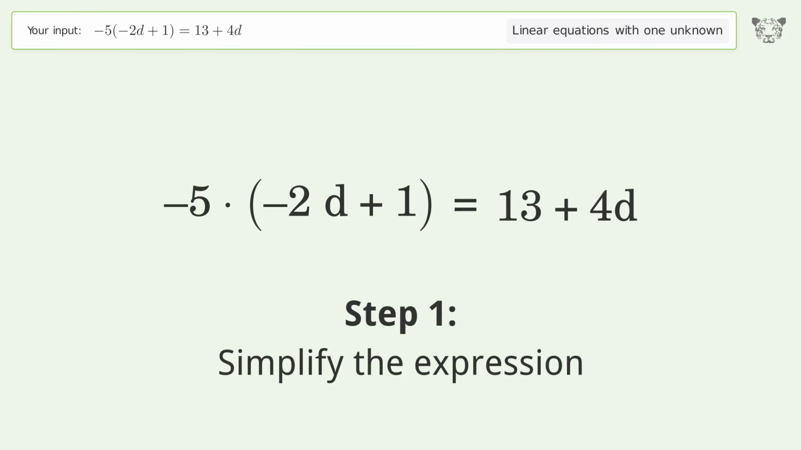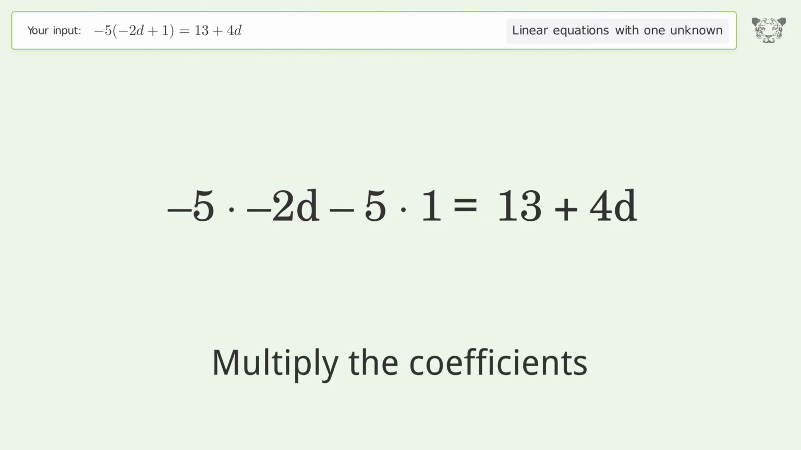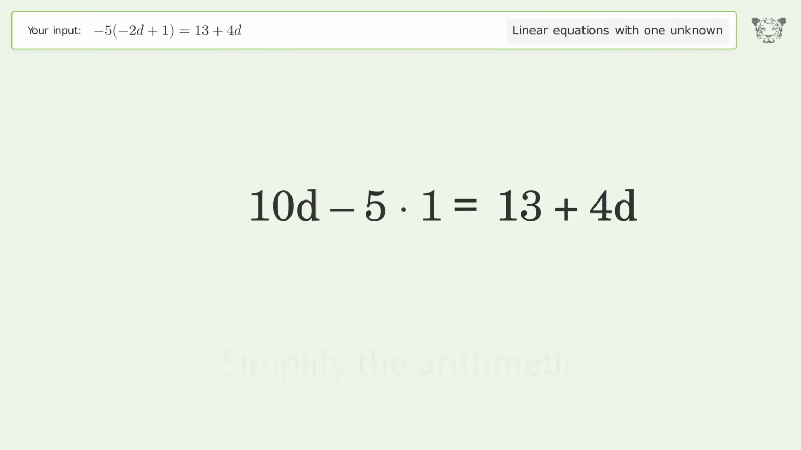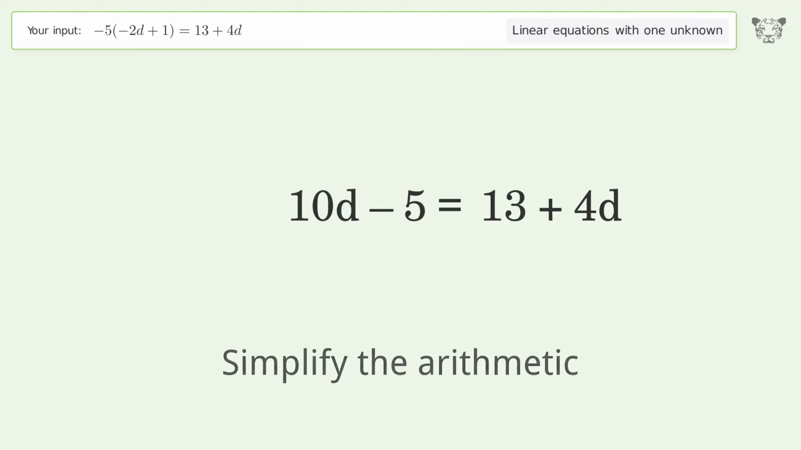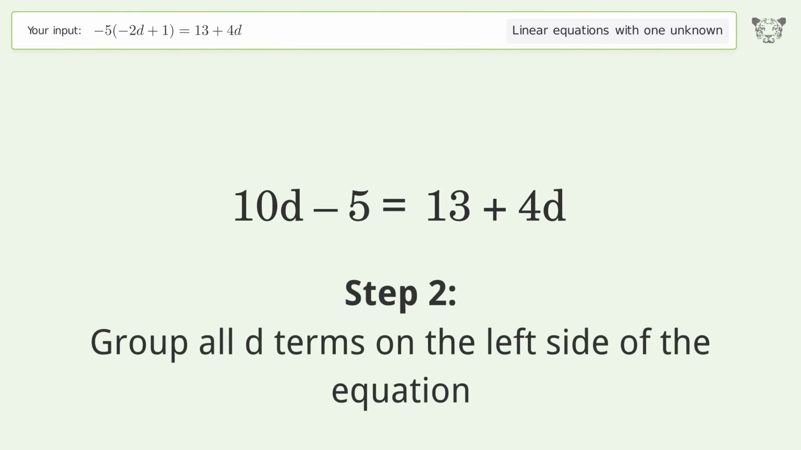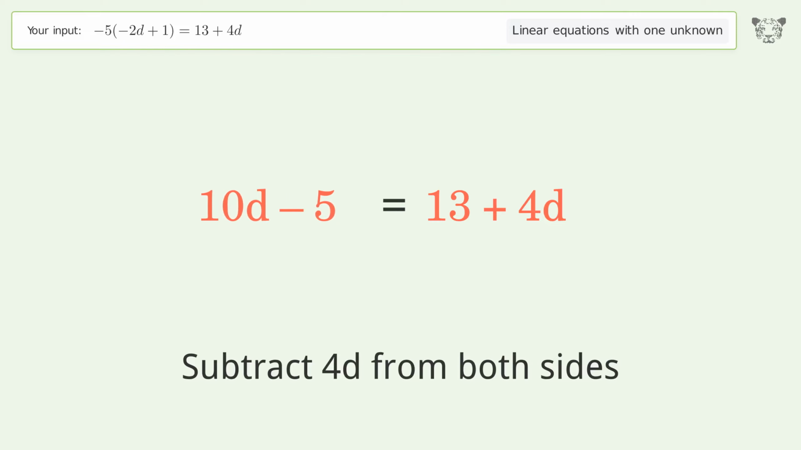Simplify the expression. Expand the parentheses. Multiply the coefficients. Simplify the arithmetic. Group all d terms on the left side of the equation. Subtract 4d from both sides.